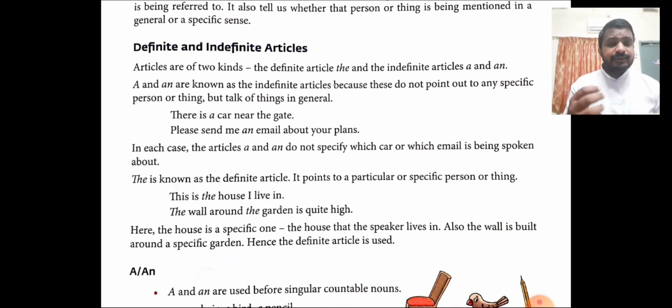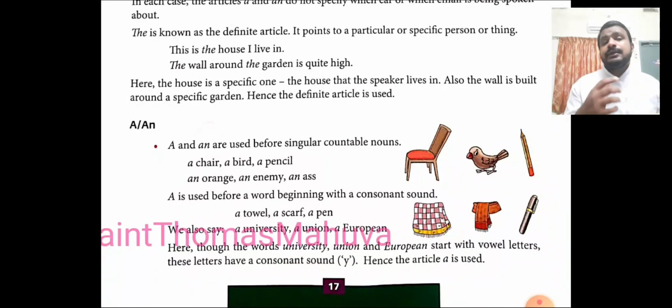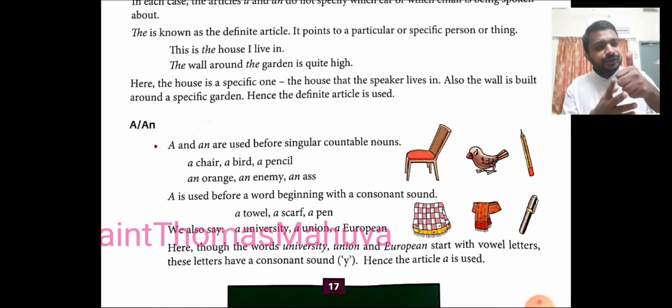Now, let us see these things in a little more detail. First, we shall go to a or an. Those are called the indefinite articles. Now, as you know, a or an are always used before singular countable nouns. That's the first thing you need to remember. Those are used before the singular countable noun. And the second one is, a is used before a word beginning with a consonant sound. It is not a consonant letter, but it is a consonant sound.